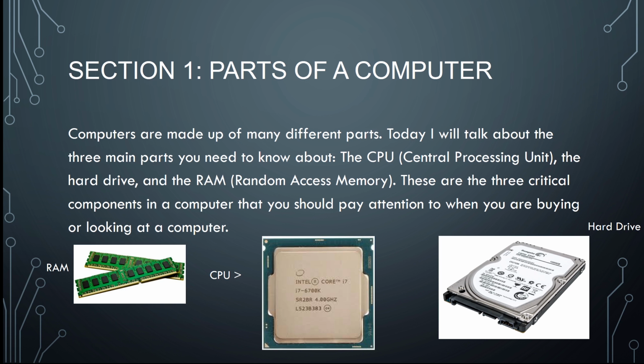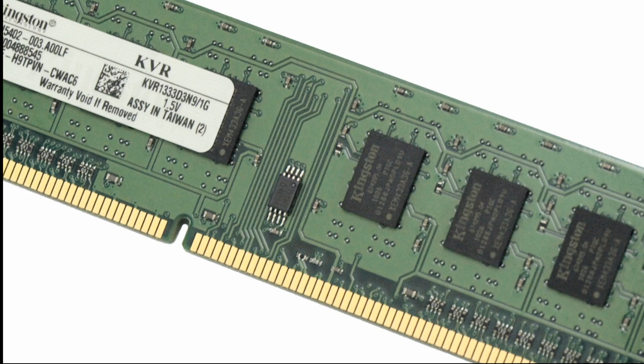To start off, we have the CPU. This stands for Central Processing Unit and is basically the brain of your computer. The power of your CPU is measured in gigahertz, which stands for how many billions of processes the CPU can handle in 1 second. This means that if you have a 2.5 gigahertz processor, it can handle 2.5 billion processes a second.